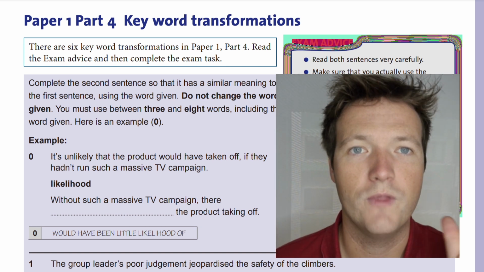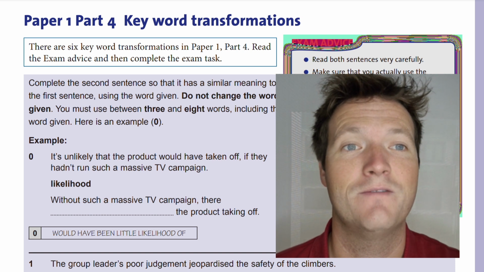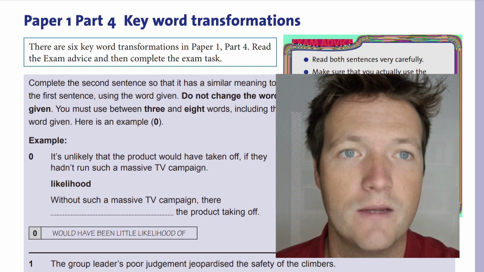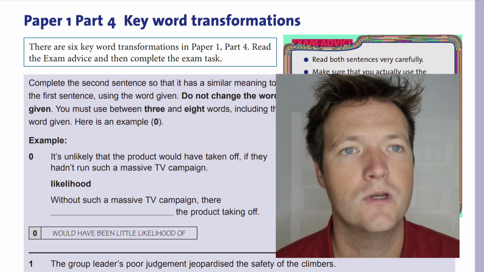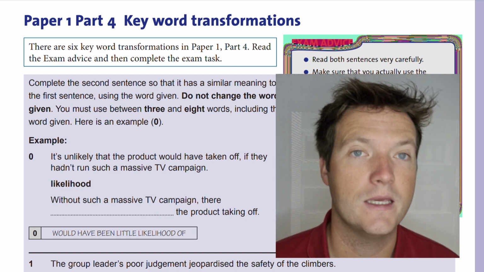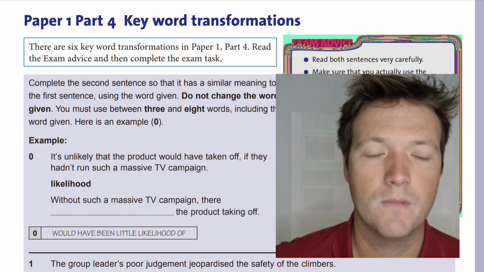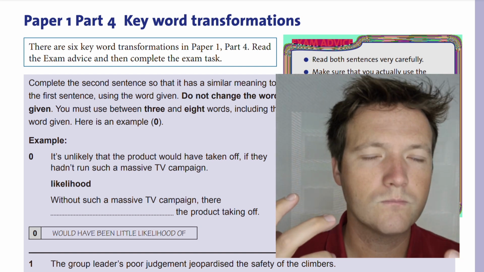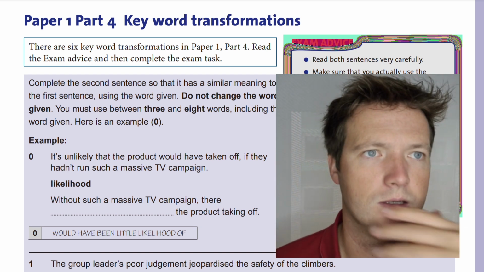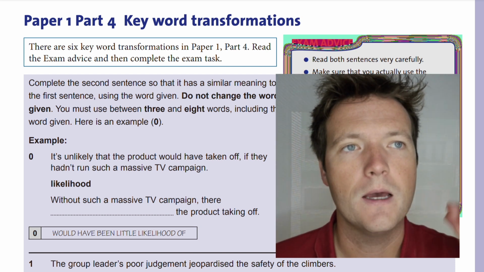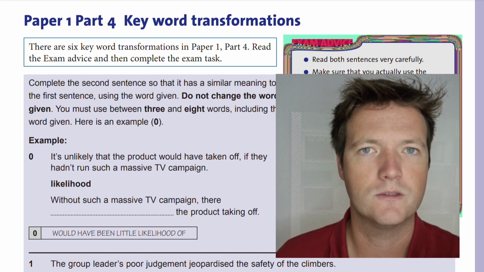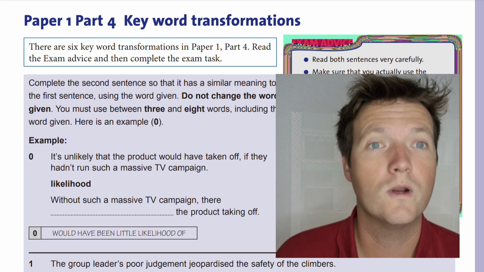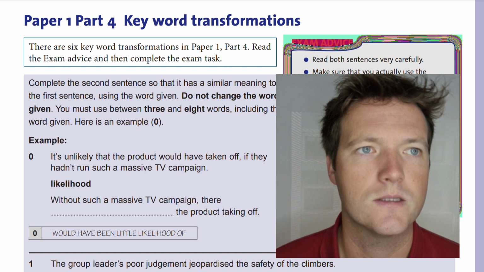So the answer here would be, without such a massive TV campaign, there would have been little likelihood. You can see in the box down there, would have been little likelihood of the product taking off. Now, how do we get that? There are certain techniques. A lot of the time, we lose a lot of time trying to think about how to get the correct answer in the keyword transformations. I'm going to show you how I go about it, how I focus on a part of the sentence. Basically, you just want to think, what is the information that I'm missing in the second sentence?